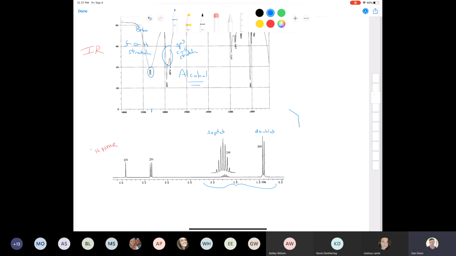If the compound is C4H10O and it has an isopropyl, then the other carbon has to come off of here, right? And then where could it be? Literally, the only place it could go is right here. You can basically solve this one by process of elimination. Okay. Now what we need to do is annotate the spectrum.